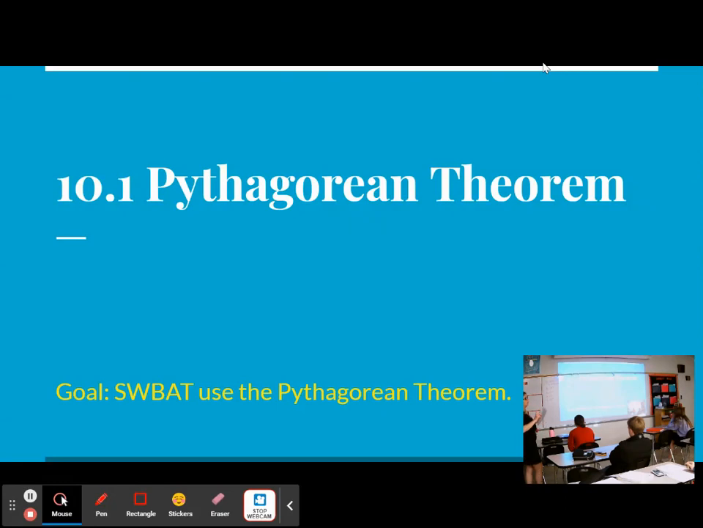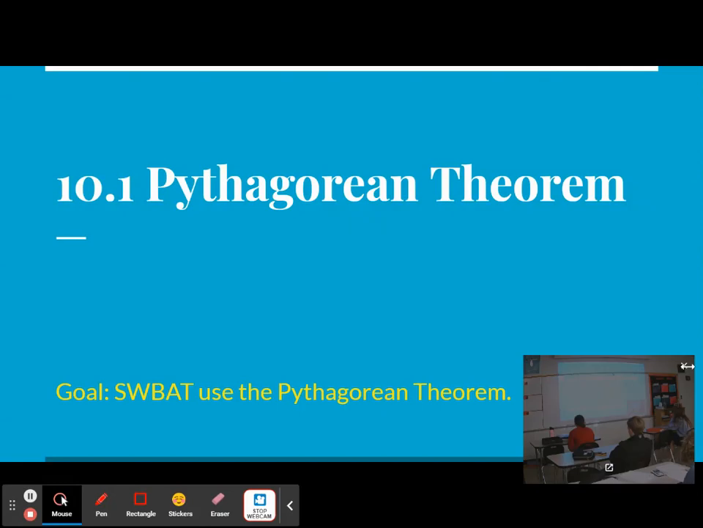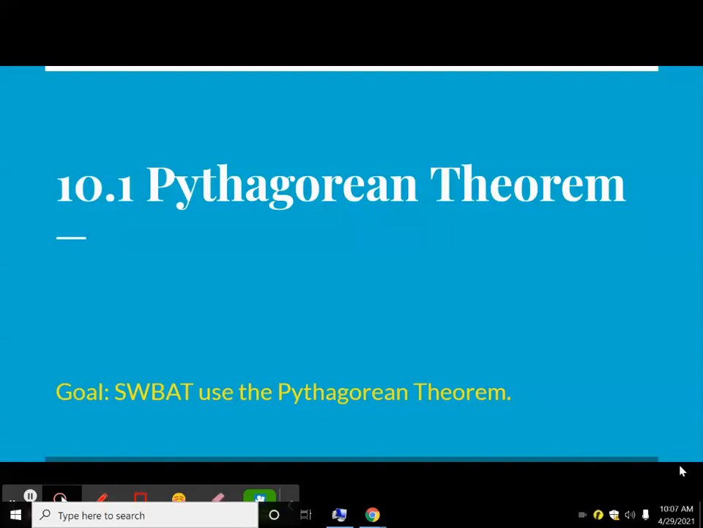So, we need to make sure that we really understand Pythagorean theorem and how to use it and how to calculate it. Alright, so it says, for our goals, students will be able to use the Pythagorean theorem. And the person that came up with the Pythagorean theorem is Pythagoras.